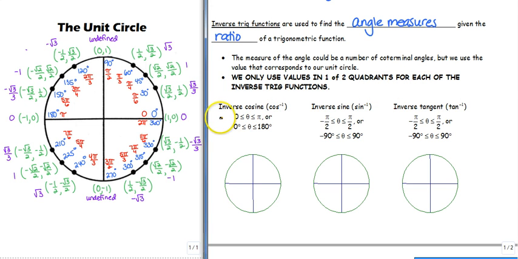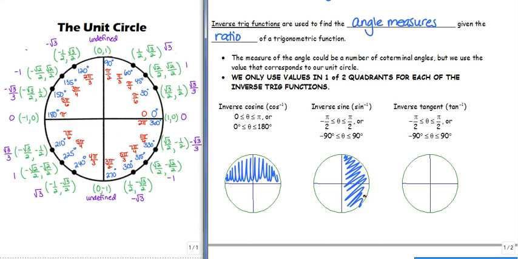So if I'm asking for inverse cosine, if I'm looking for theta given a cosine ratio, I'm only looking for angle measures between 0 and pi, or 0 and 180. So I'm looking for the cosine value found in those two places. If I'm looking for theta given a sine value, this one's a little bit tricky. It's going to be between 0 and 90 and 0 and a negative 90.